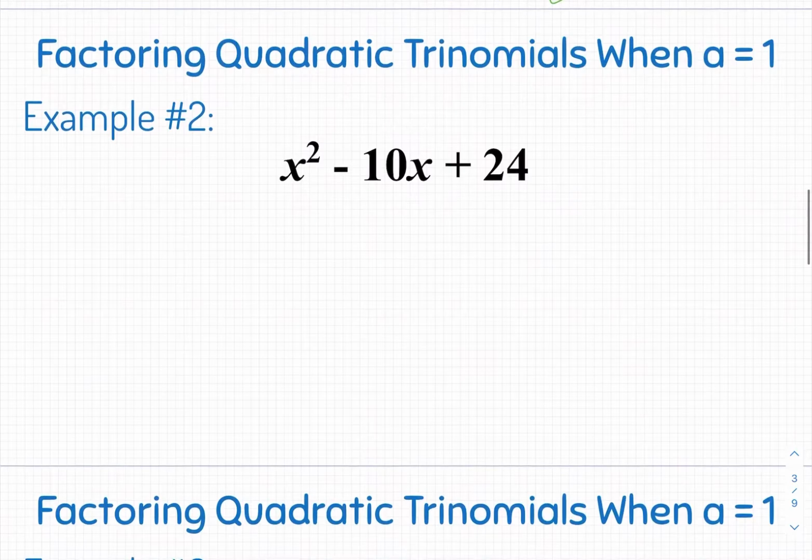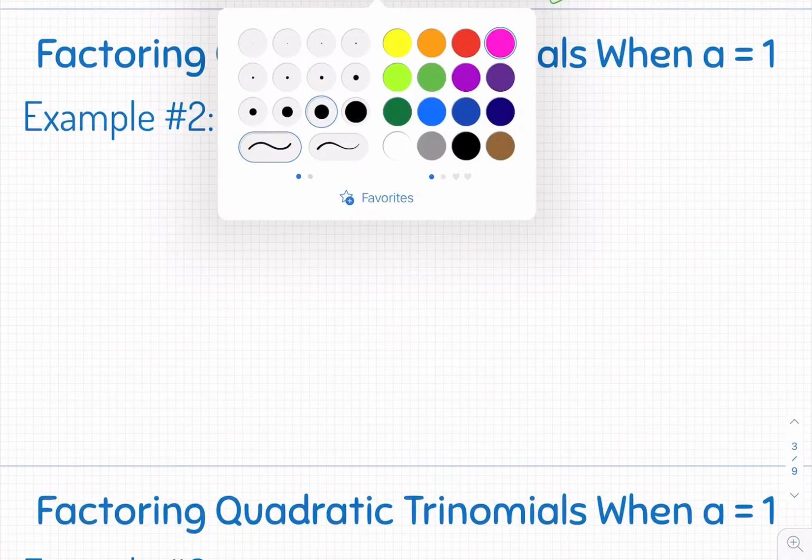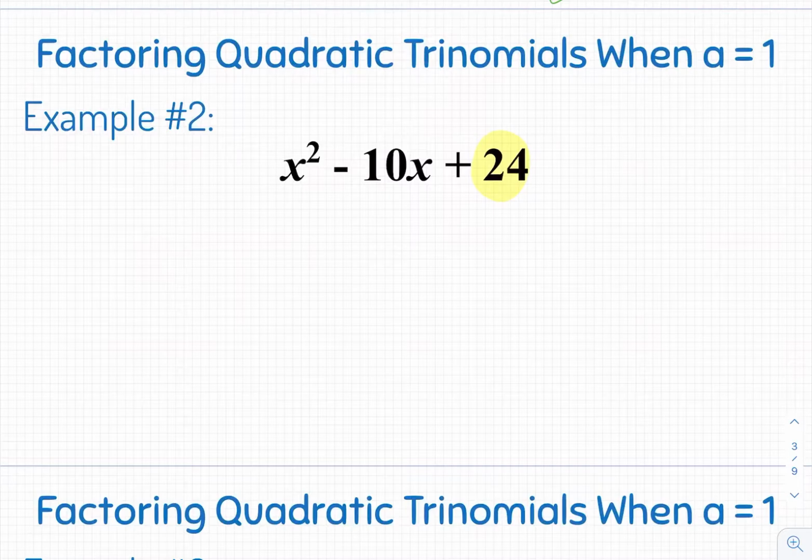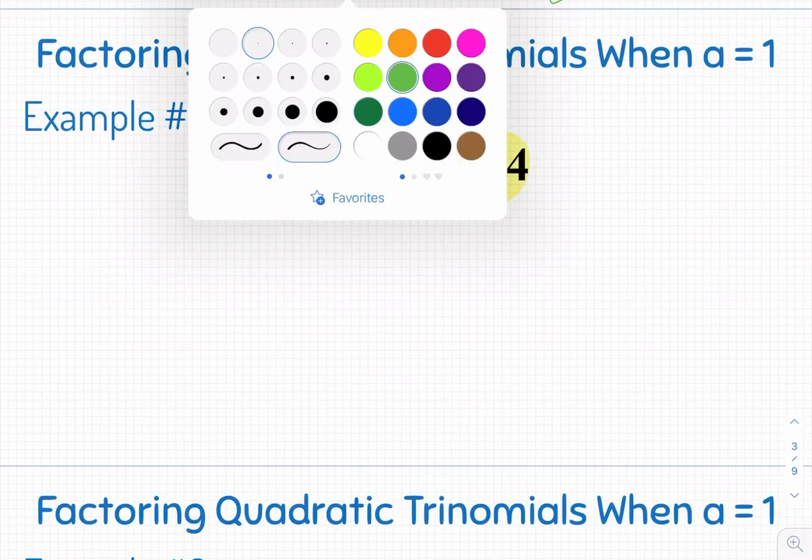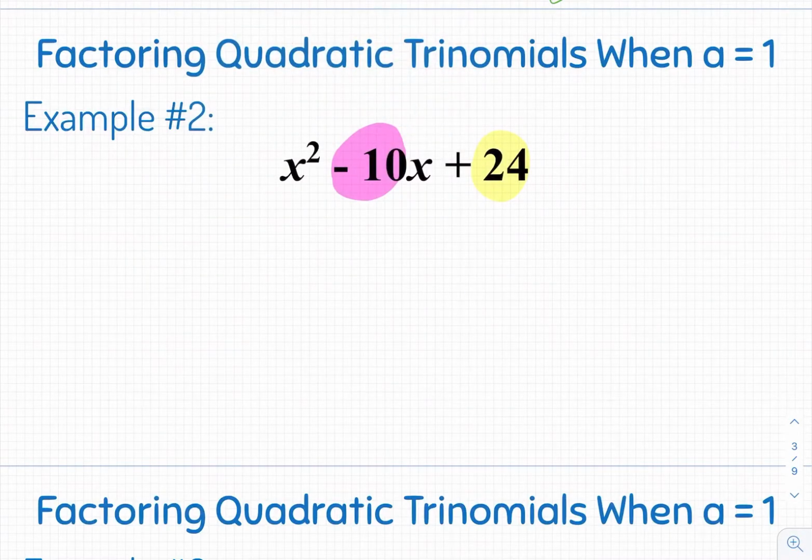Let's look at our next example. Example 2. We want to ask ourselves, what are factors of 24 that add to equal negative 10? So similar to the last problem, we're going to say, okay, let's see. What goes into 24? 1 and 24, 2 and 12, 3 and 8, 4 and 6. But none of these would add to be negative 10.